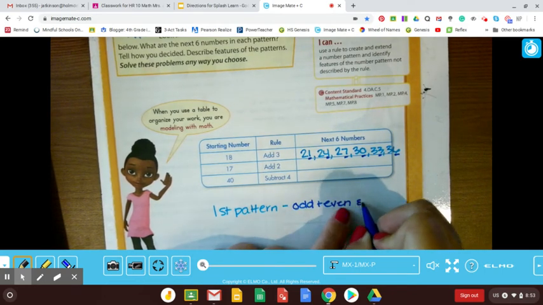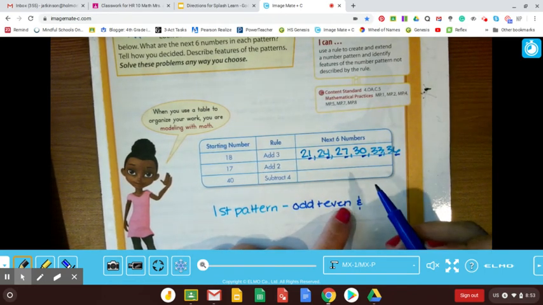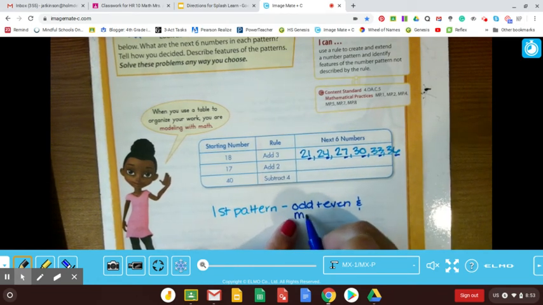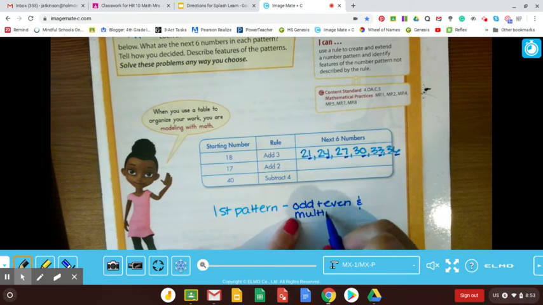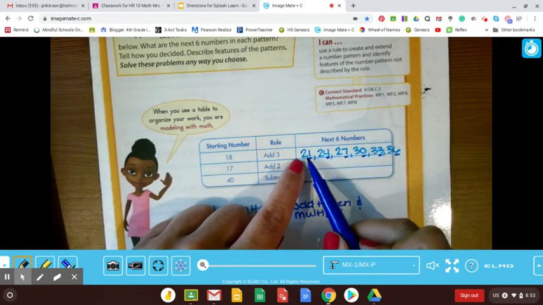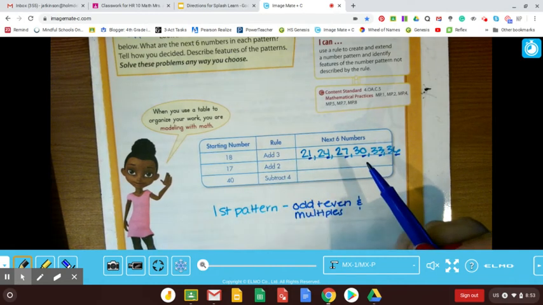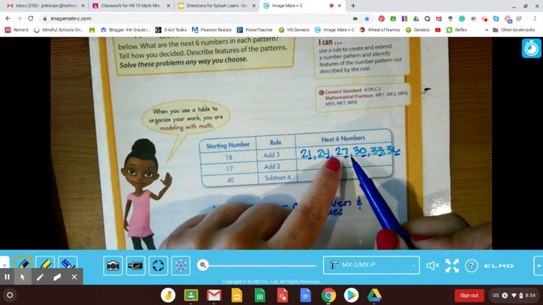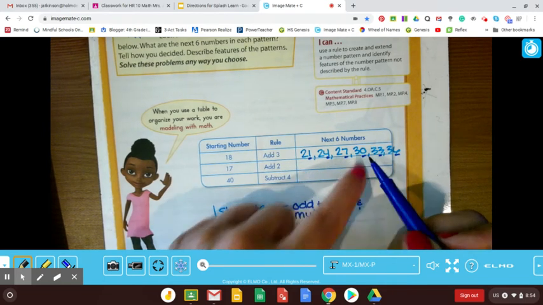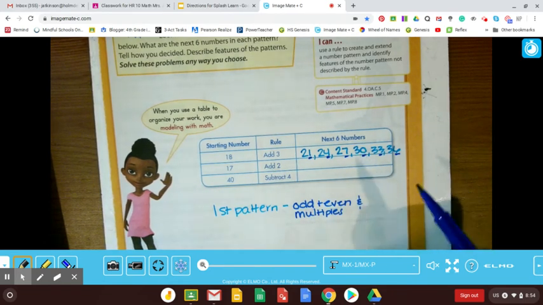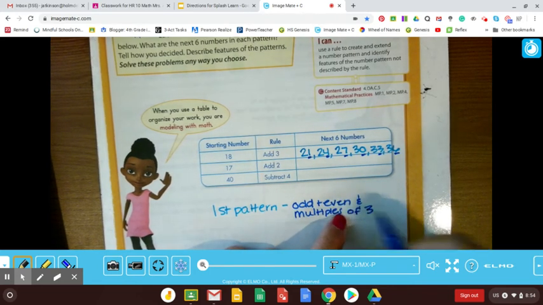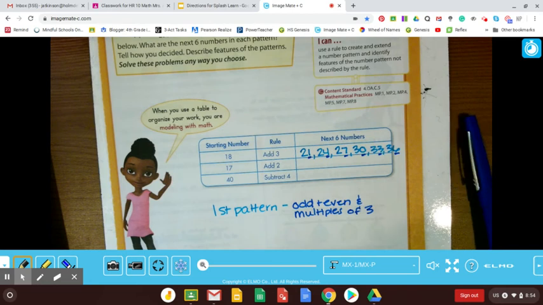And I also noticed something else. I'm noticing that all of these numbers are multiples of 3. Do you see that? 3 times something equals all of these numbers. Like 3 times 7 would give me 21. 3 times 9 would give me 27. 8 times 3 would give me 24. 3 times 10 would give me 30. So pretty cool. So they're all multiples of 3. So those are some features of that pattern.